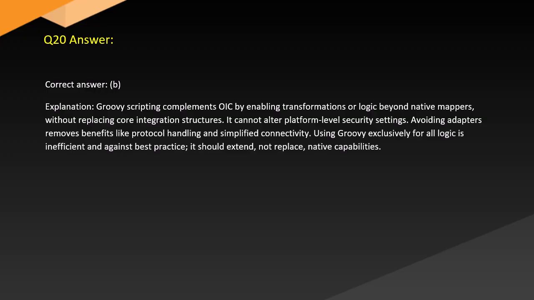Answer. Correct answer: B. Explanation. Groovy scripting complements OAuth by enabling transformations or logic beyond native mappers without replacing core integration structures. It cannot alter platform-level security settings. Avoiding adapters removes benefits like protocol handling and simplified connectivity. Using Groovy exclusively for all logic is inefficient and against best practice. It should extend, not replace, native capabilities.